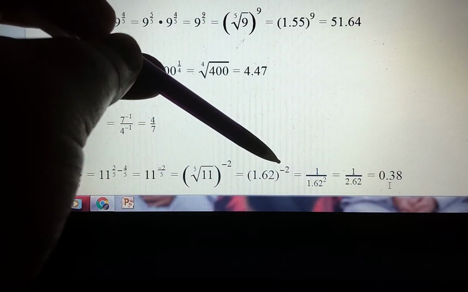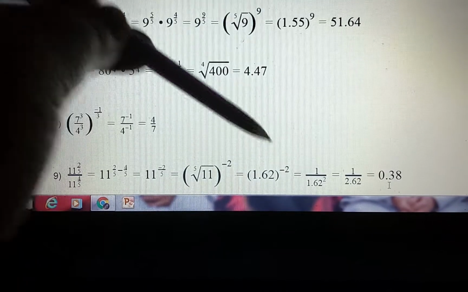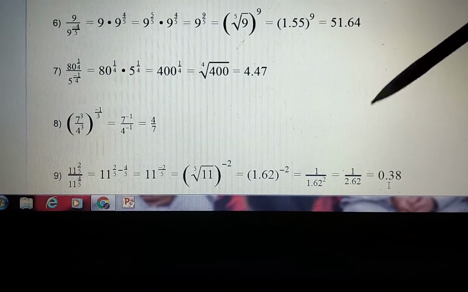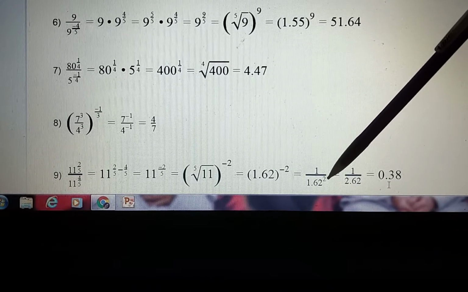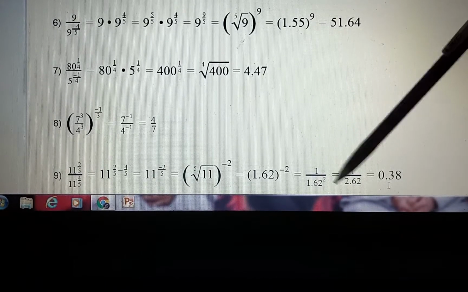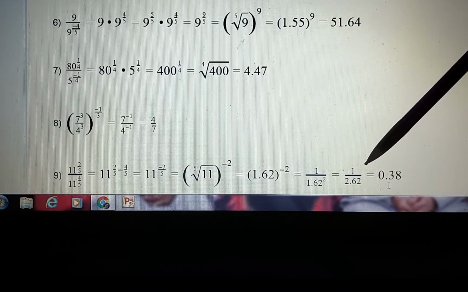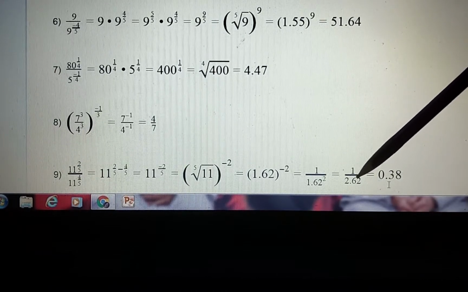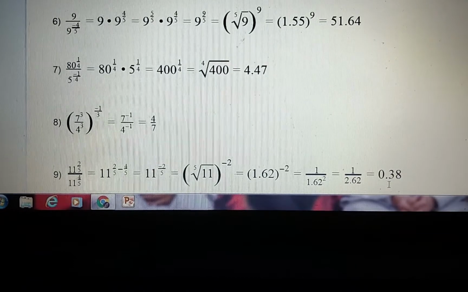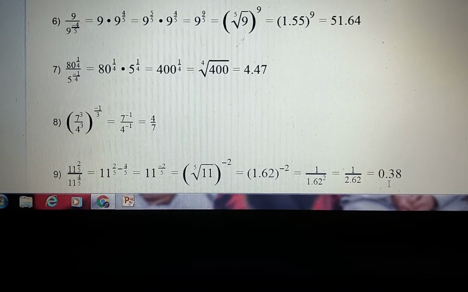I've got the negative 2, bring it along. Now remember, I don't want it to stay negative, so I have to make it positive by taking the 1.62 and putting it on the bottom of the fraction. Now 1.62 squared is 2.62. Don't leave it as a fraction with a decimal in it, so do 1 divided by 2.62 and get 0.38.